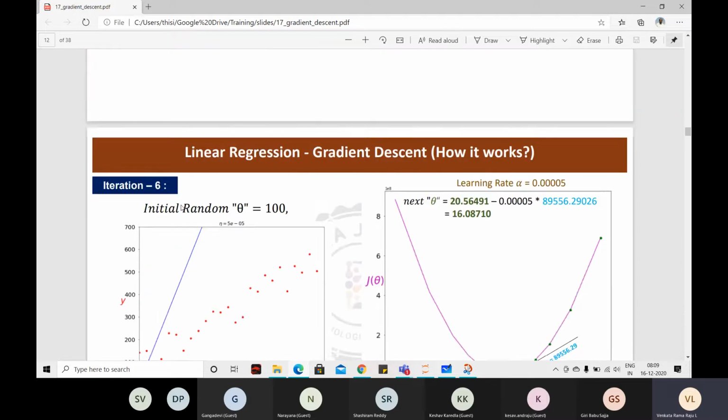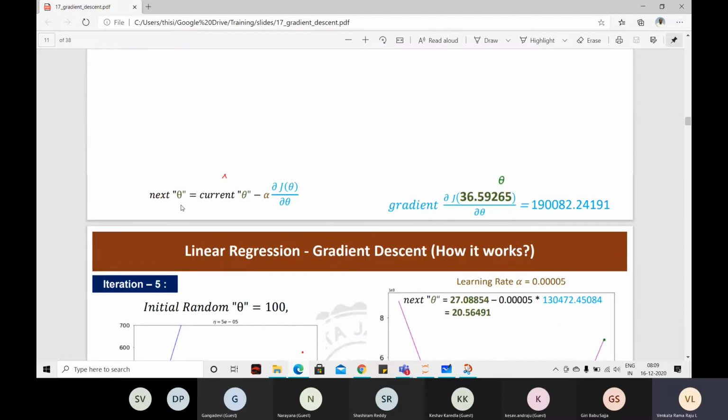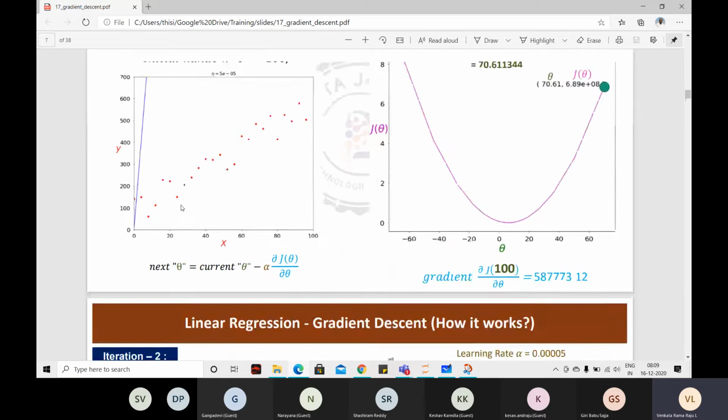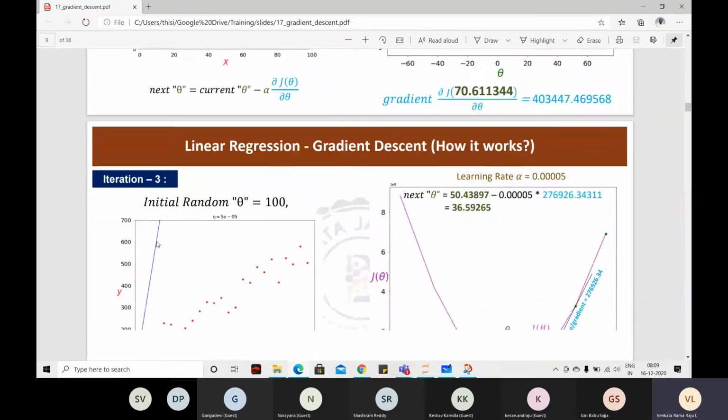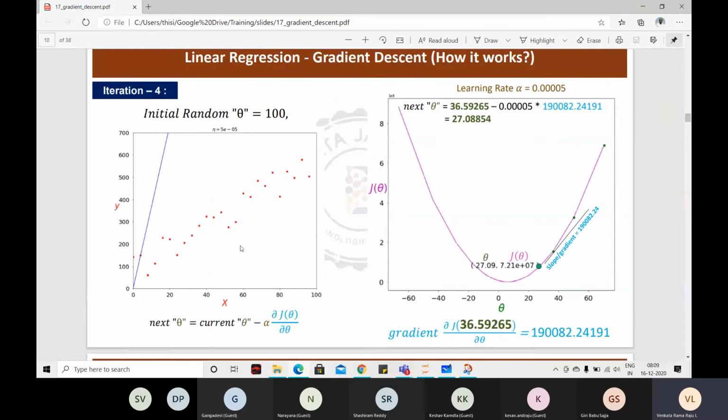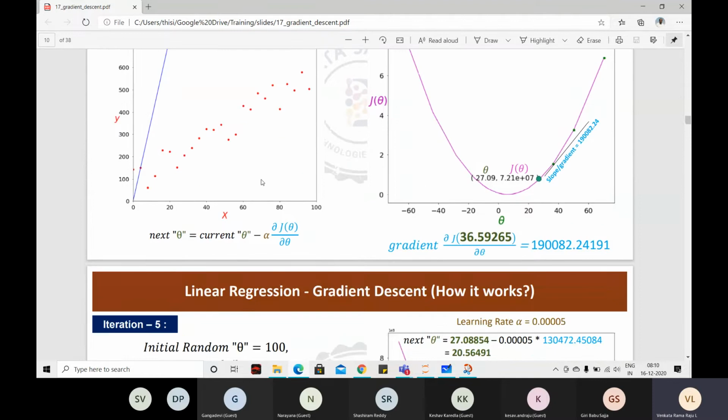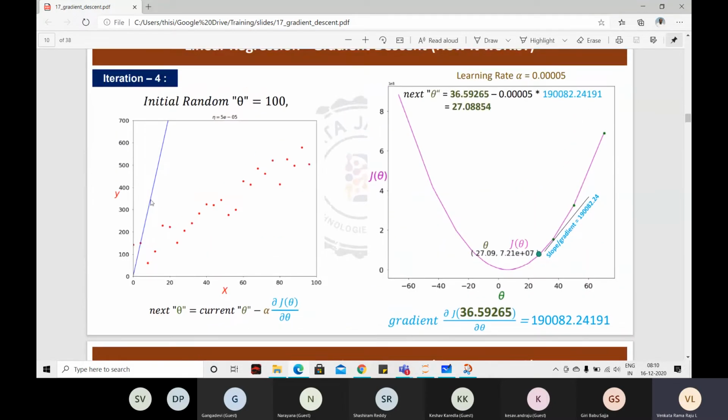So if you look at the diagrams from the beginning, the line was somewhere like that when it was 100. 70, it reduced. 70, 50, right? We are not looking at the line. We are looking at the error only. The consequence of reducing error is the best fit line. You look at this only. Automatically this line will come to the best fit place.